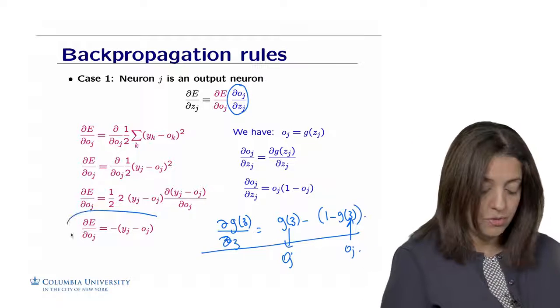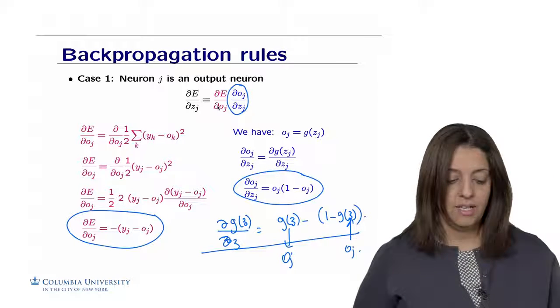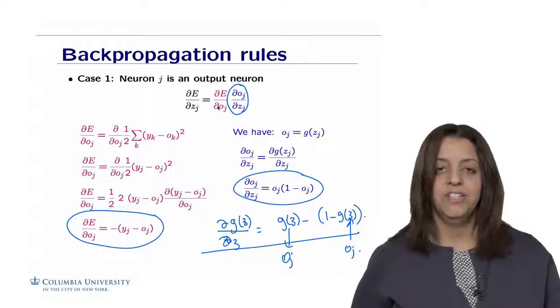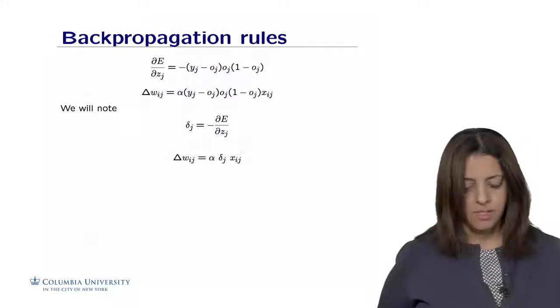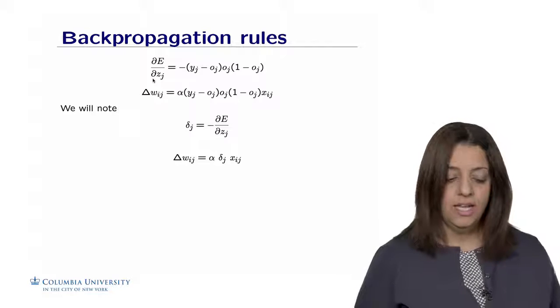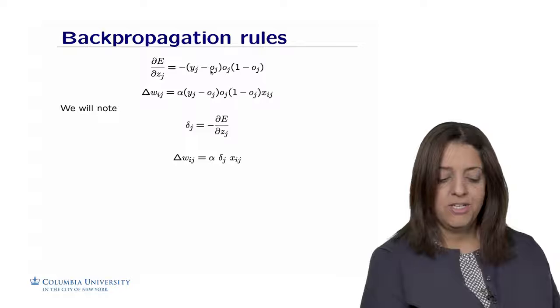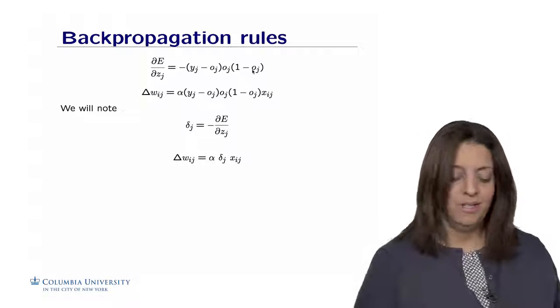So we have these two values here that we could put and replace in the formula to calculate the derivative of the error with respect to zj. So we're going to plug these two terms back into the derivative of e with respect to zj, which will make this combination here of the difference between yj and oj, times oj times (1 minus oj).